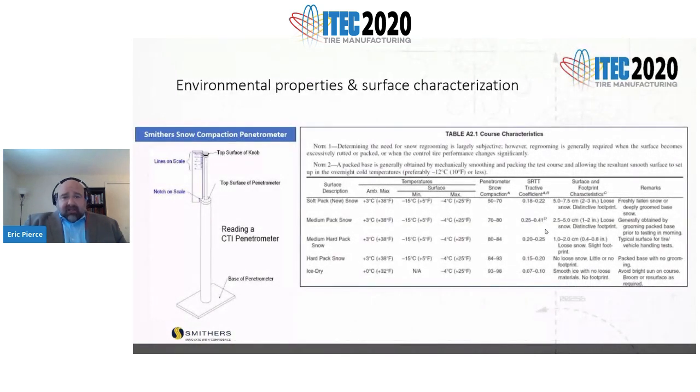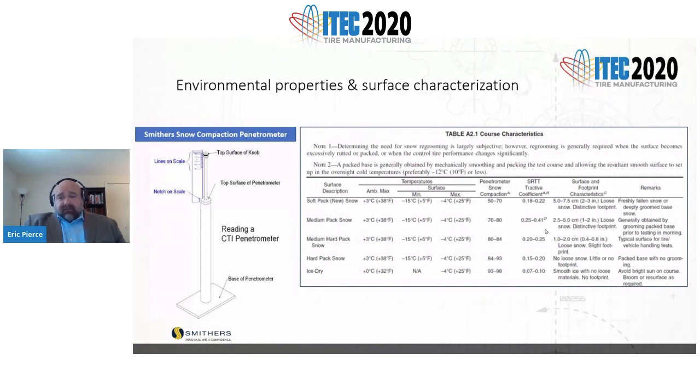So the standard specifies with this chart, table E2, a number of environmental properties and the surface characteristics that occur there. I mentioned the CTI a couple of minutes ago. It's a Smithers device specified in the standard. Basically, there is a snow compaction level that can range from 50 up to essentially 100. And depending on the snow surface that you're looking for, for instance, medium packed snow has a CTI range of 70 to 80, and hard packed snow is from 80 to 84. Ice, dry ice, tends to be between 93 and 98.